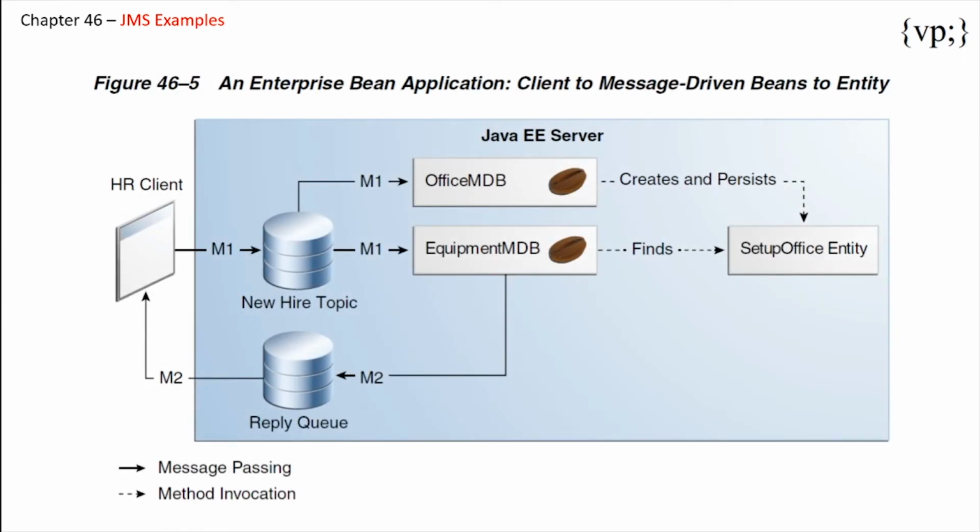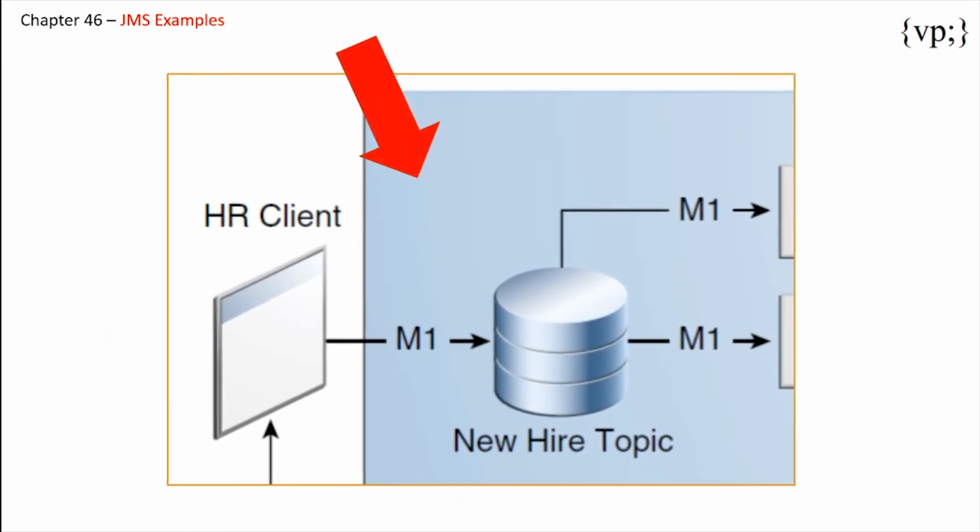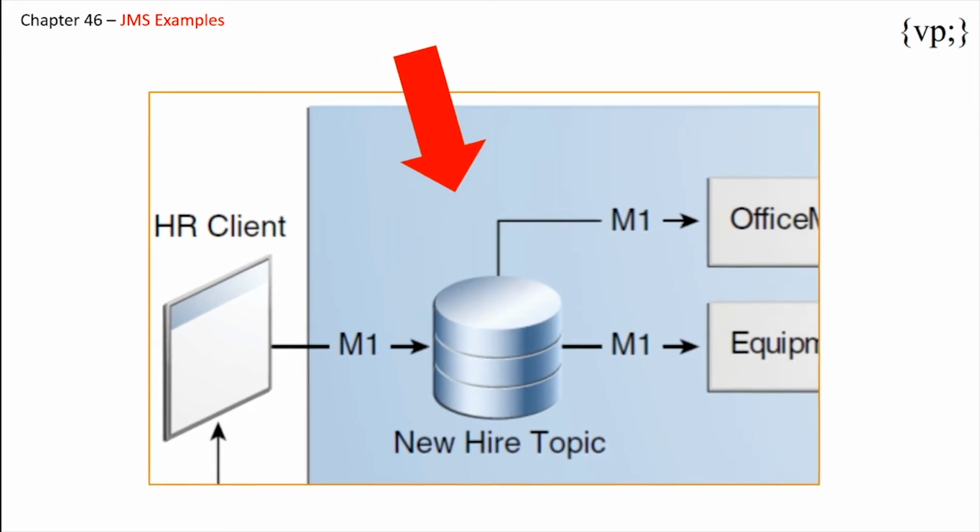Alright, so the basic steps of the application are as follows. First of all, the HR department application client generates an employee ID for each new hire and then publishes a message, which we'll call M1, containing the new hire's name, employee ID, and position. It publishes the message to a topic, because the message needs to be consumed by our two message-driven beans. The client then creates a temporary reply queue, with a message listener that waits for a reply to the message. We'll be seeing it later on.